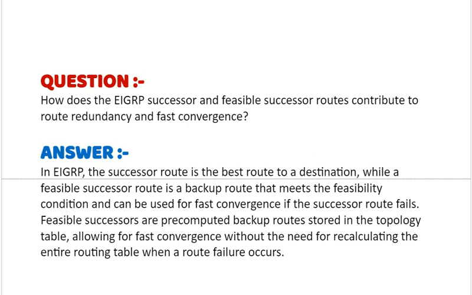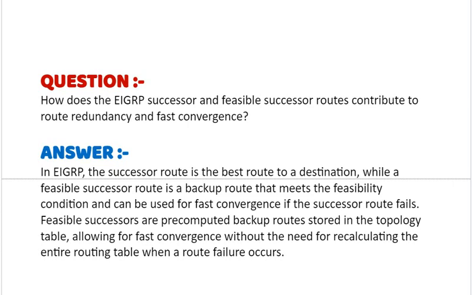Our next interview question is: how do the EIGRP successor and feasible successor routes contribute to route redundancy and fast convergence? Your answer should be: in EIGRP, the successor route is the best route to a destination, while a feasible successor route is a backup route that meets the feasibility condition and can be used for fast convergence if the successor route fails.